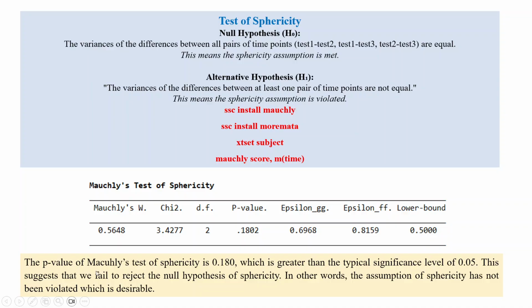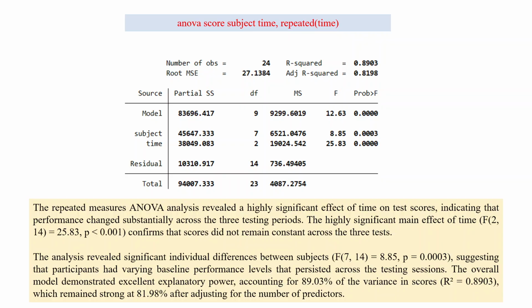The p-value of Mauchly's test of sphericity is 0.180, which is greater than the typical significance level of 0.05. This suggests that we failed to reject the null hypothesis of sphericity. In other words, the assumption of sphericity has not been violated, which is desirable. Let me do a small correction here in the spelling of Mauchly's.